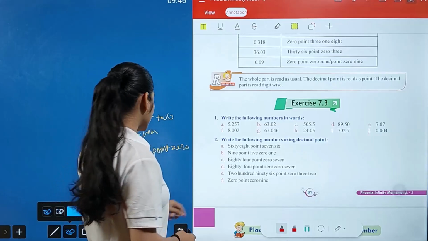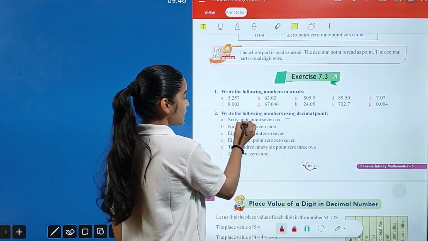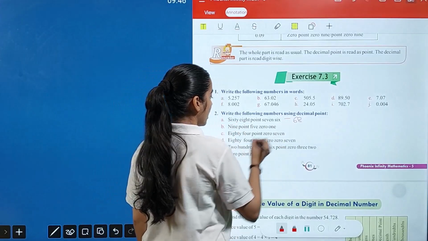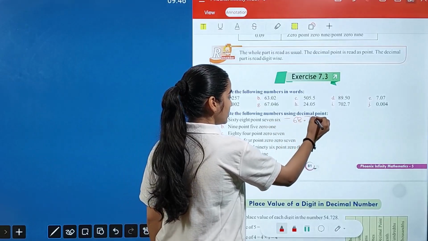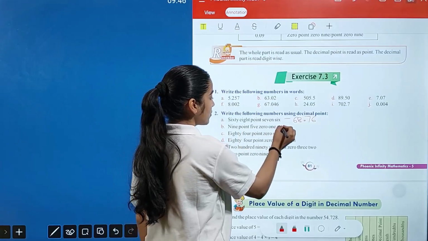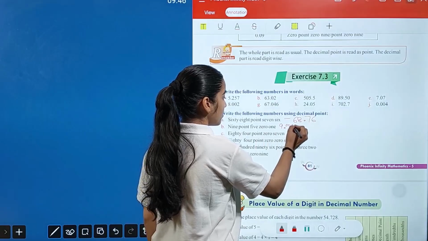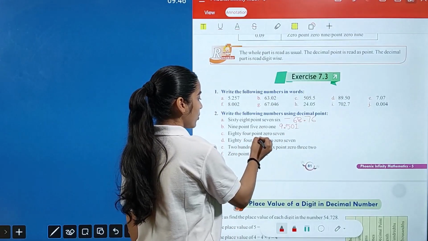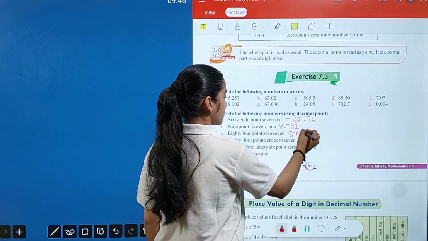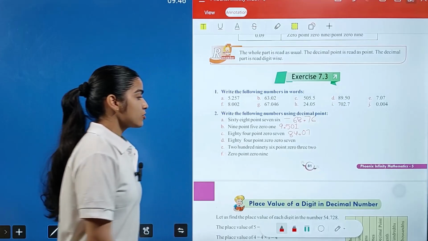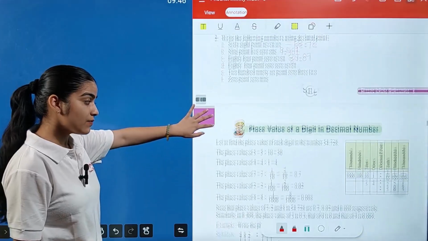Now we move forward to question number 2. Write the following numbers using decimal point. So we have 68, so we write 68. After this we have point, so we put a point. And 7, 6, so first write 7, then 6. In this, 9 point, so we write 9, put a point, 501. Next, 84.07. So you can write the rest of the 3 parts you have in question number 2. Do it yourself in the same way as I do.